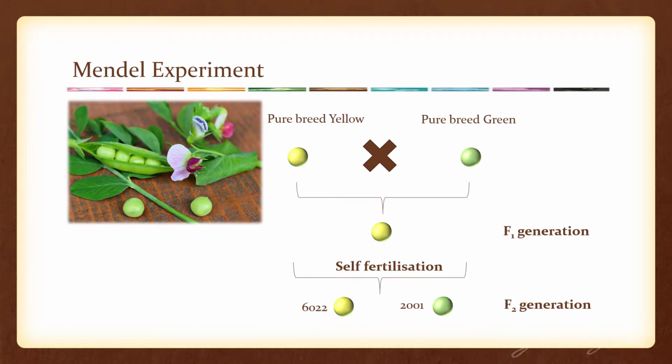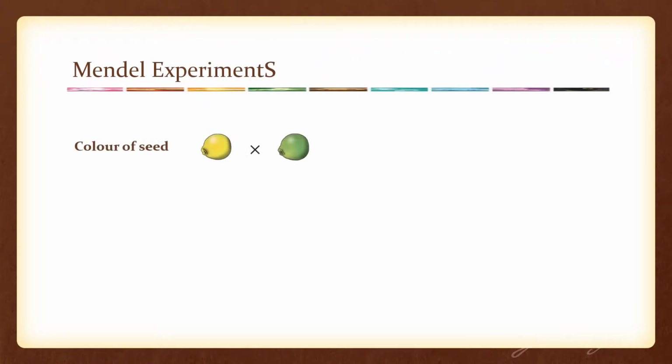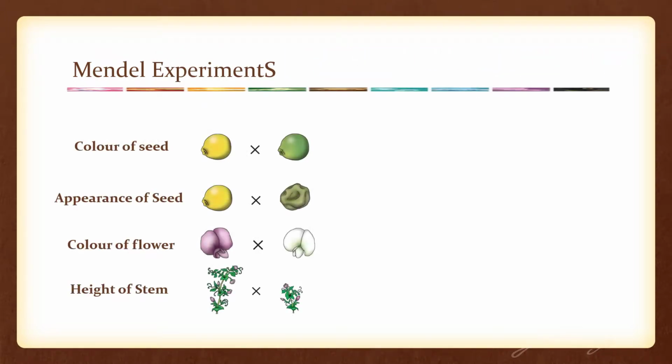And it is not just one experiment that he ran. In fact, he ran the experiment for many other traits. Besides the color of the seed, he also investigated the appearance of the seed, the color of the flower, as well as pea plants that have long stems and short stems. So he crossed a pure breed plant of each trait with the pure breed plant of the other trait, and what happened was very consistent.